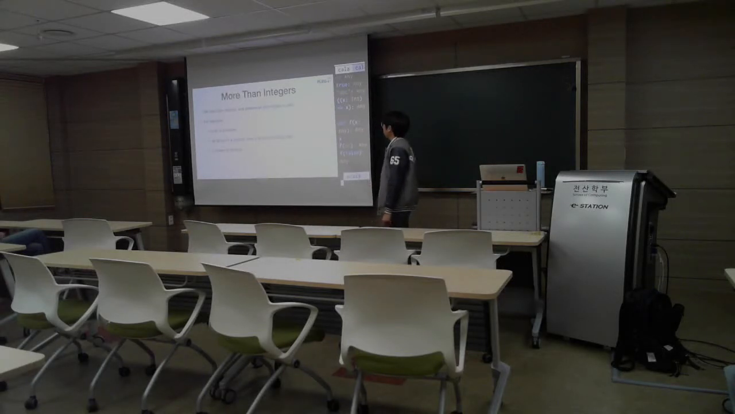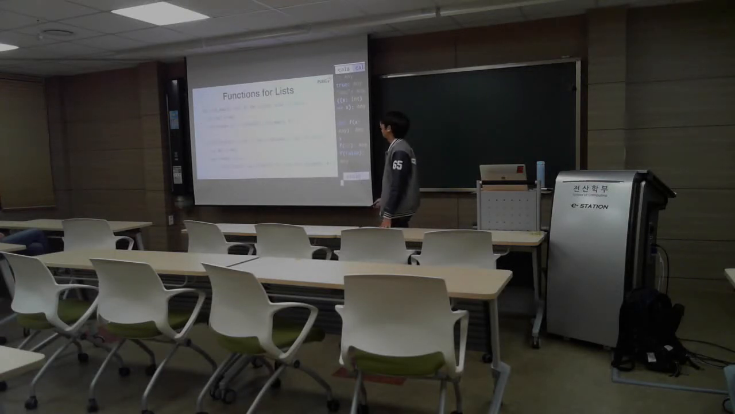So we define our collections for integers, but actually in practice we need lists, options, and streams for other types as well. For example, we can think about list of booleans, option of a function, or a stream of doubles and so on. Maybe we can think about list of lists and so on. However, our collections cannot deal with such types. They can deal with only integers.